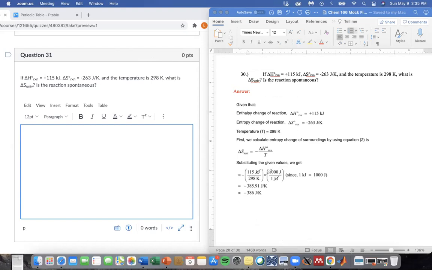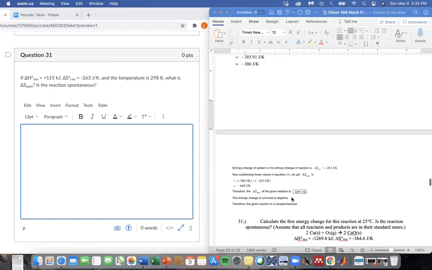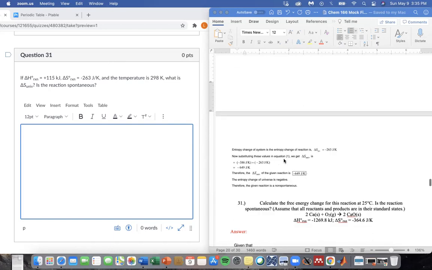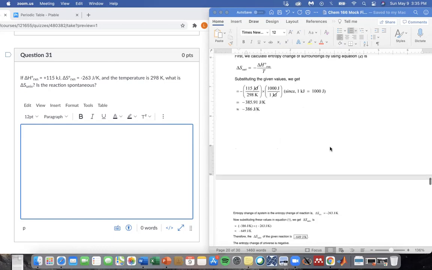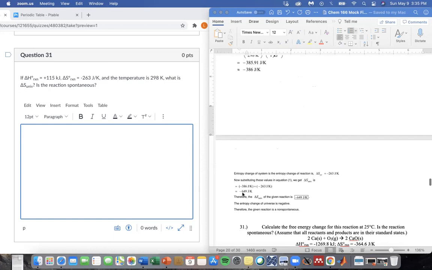The only thing that's notable here is that this is in kilojoules, but usually delta S reaction is measured in joules, and this one's measured in joules. So if you just multiply by 1,000, it'll give you the answer in joules. So you'll get negative 386 joules per Kelvin for the delta S of the surroundings. But you need to go one step further and just add delta S system with delta S surroundings, and you'll get a delta S of universe of negative 649 joules per Kelvin.